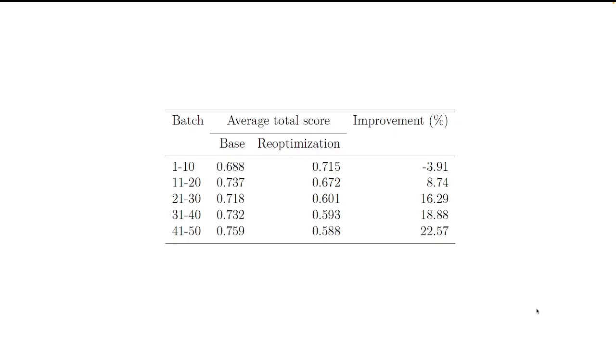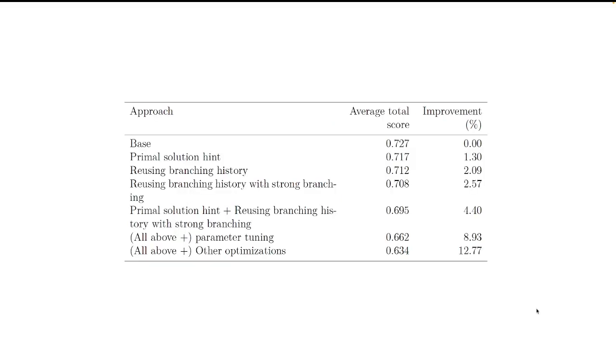So it goes in the last batch up to 22% improvements in solving times. Okay, so in the total score, in fact, in general, right? So let's now talk about individual techniques. The other techniques, primal solution and reusing the pseudo cost and branching history and strong branching and everything, all of those brought reasonable speed ups of 1 to 2%. And the biggest speed up came from this parameter tuning, which was about 4% improvement.